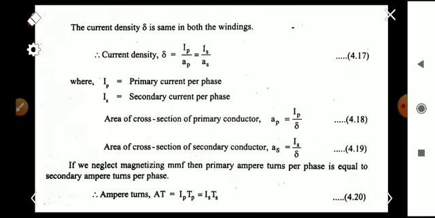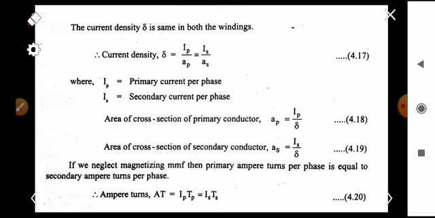Next, the current density in the windings. Same as our single-phase transformer, we follow the same steps here. That is, the current density δ is equal to Ip by ap, which is equal to Is by as. In the case of both primary and secondary windings, on both sides the current density will be the same. From that, ap is equal to Ip by δ and as is equal to Is by δ.